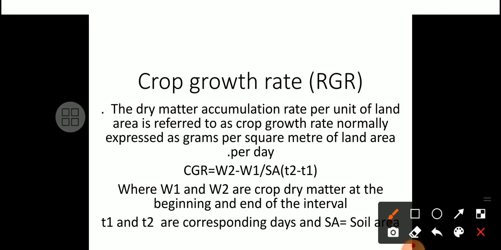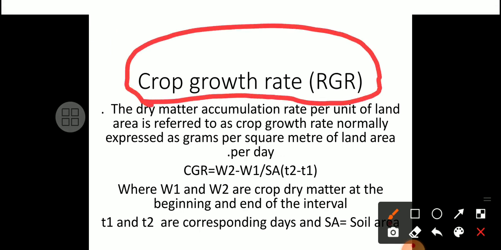Crop growth rate, that is CGR. Crop growth rate, not RGR, that is CGR. The dry matter accumulation rate per unit of land area. Dry matter accumulation. First of all, I will give you an idea what dry matter is.